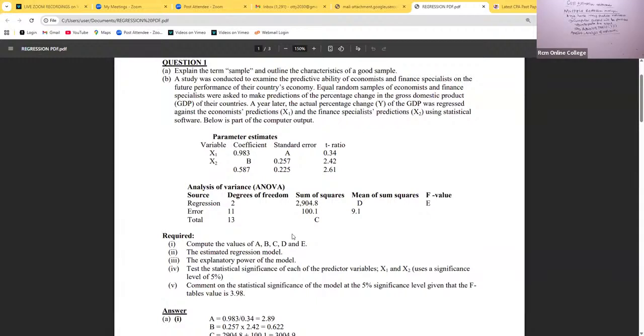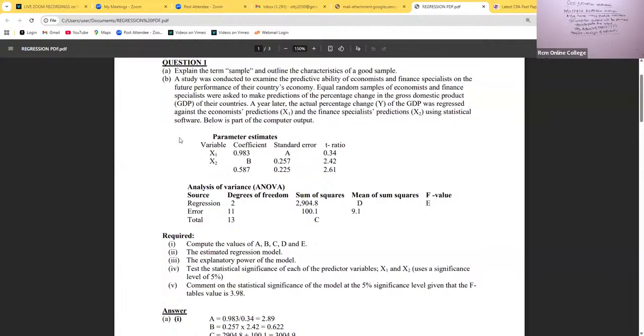We are told here, a study was conducted to examine the predictive ability of economists and finance specialists on the future performance of their country's economy. Equal random samples of economists and finance specialists were asked to predict the percentage change in GDP of their countries. A year later, the actual change in GDP was regressed against the economist predictions and the financial specialist predictions using statistical software. Yeah, they'll give you a computer output. So below is part of the computer output.